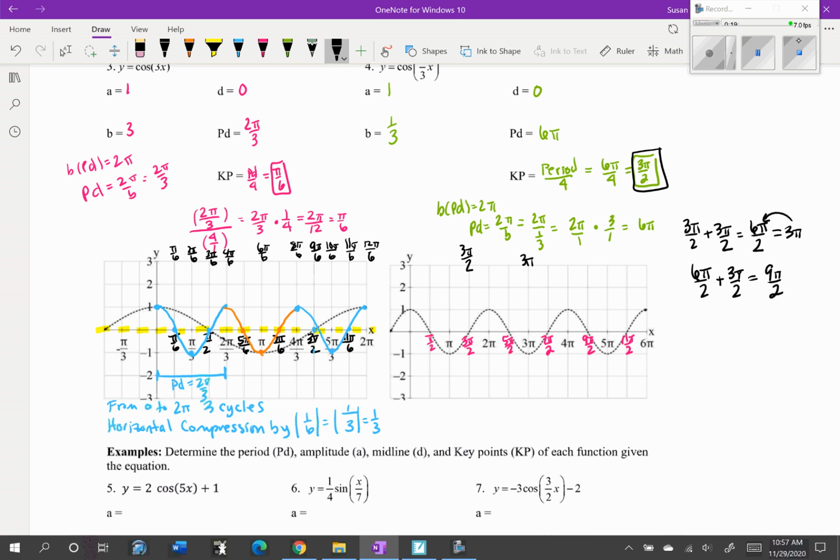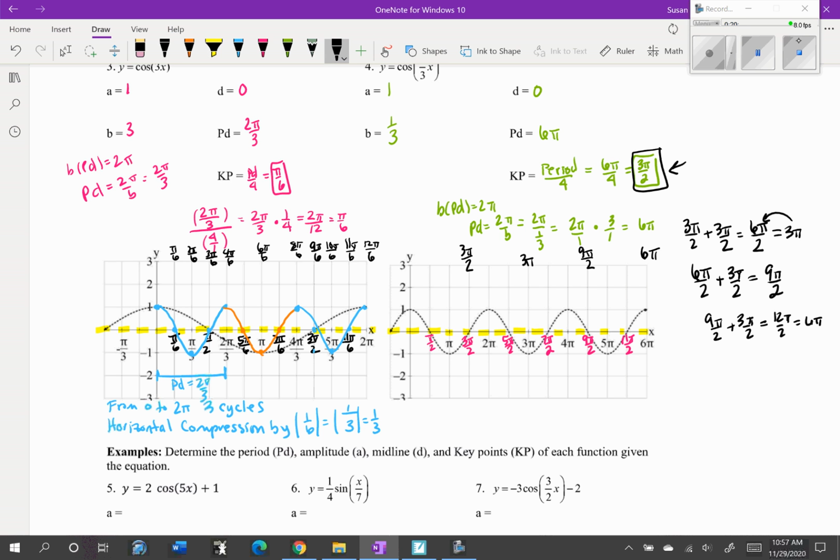And so that tells me my next key point is right here at 9 pi over 2. Or you can even see on your graph if you count 1, 2, 3, 1, 2, 3, 1, 2, 3, 1, 2, 3. So the next key point should be at 6 pi. So if I take 9 pi over 2 plus 3 pi over 2, notice I get 12 pi over 2, which is 6 pi. So again, remember, for your key points, you're always just adding those to get the values on your graph. So we start on the midline above, or on the y-axis above the midline is what I meant to say.